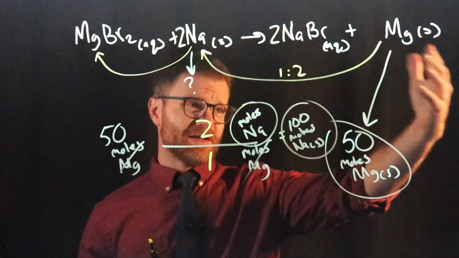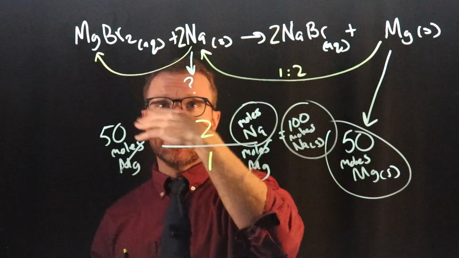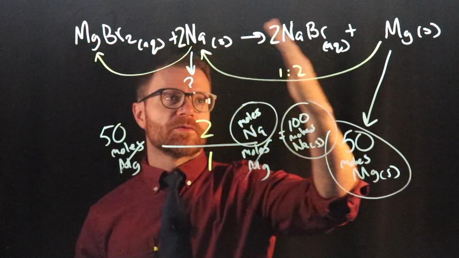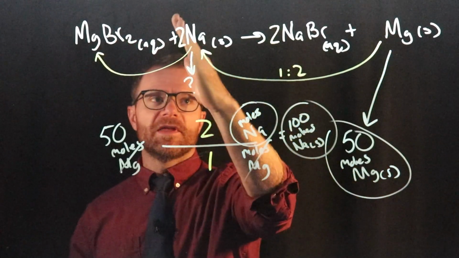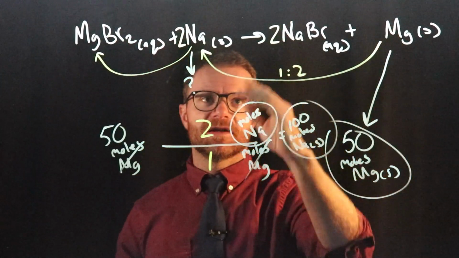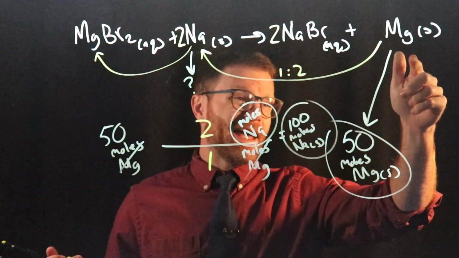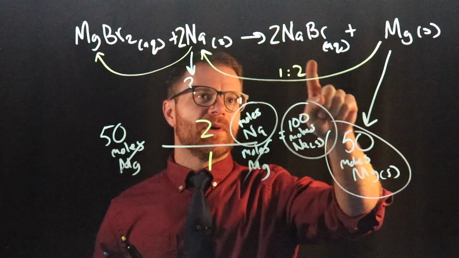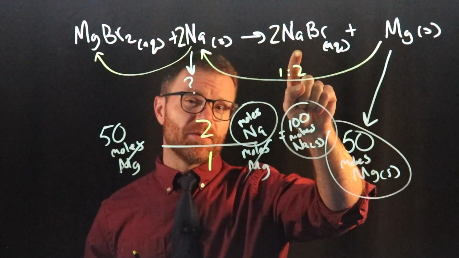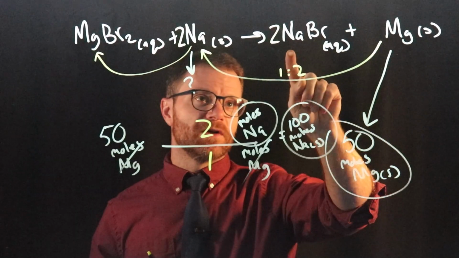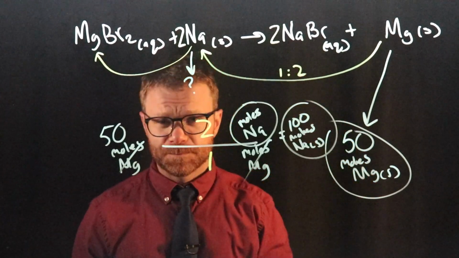So your problems can start at the products and work to the reactants. They could start at the reactants and work to the products, or they could even be within the reactants or within the products, such as if I have 10 moles of magnesium, how many moles of sodium bromide are going to be produced? Well, the ratio is 1 to 2, so that's going to be 20 moles.